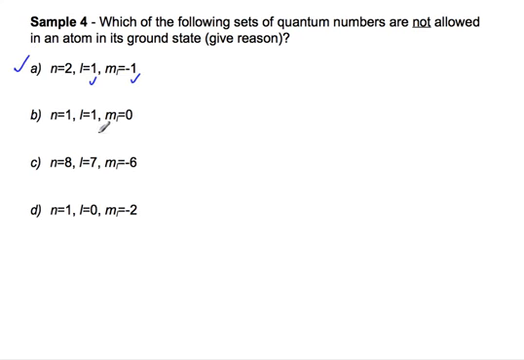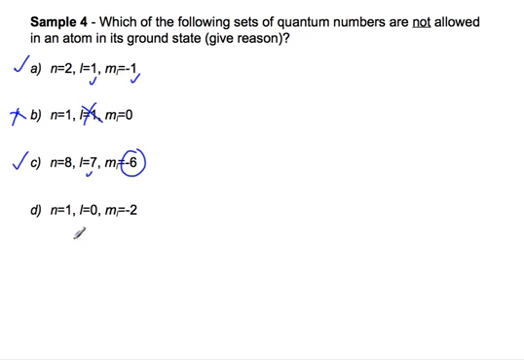n equals 1, L equals 1. Well, that's not possible. When n equals 1, the only value of L is 0. So that set is not going to work. n equals 8, L equals 7, ml equals negative 6. And again, that's fine. L equals 7 is the highest value of L when n equals 8, so that's okay. And the possibilities when L equals 7 for ml are minus 7 through 0 to plus 7. Minus 6 is in that range, so that works.